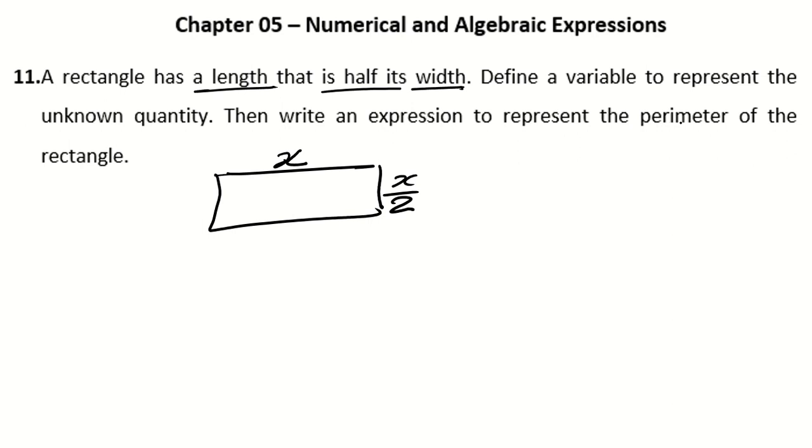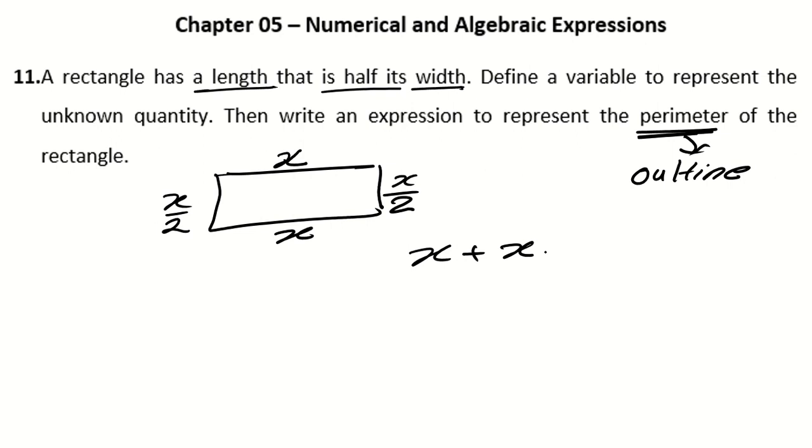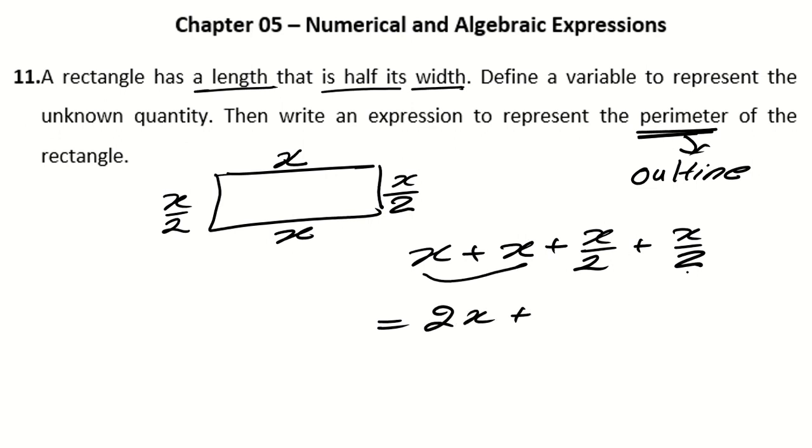write an expression to represent the perimeter. What I told you for the perimeter? Perimeter means outline. Outline means what we can see from the outside. So you see this x, so this will also be x, this also will be x by 2. Now what will be the perimeter? x plus x plus x over 2 plus x over 2. Let's simplify. x plus x means 2x, plus half plus half, it means 1x, means x only. So what will be the answer? 3x. Okay. Now remember here one thing, students.